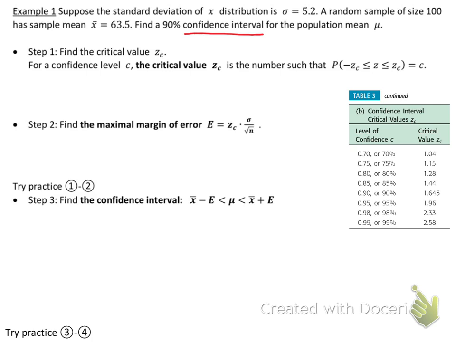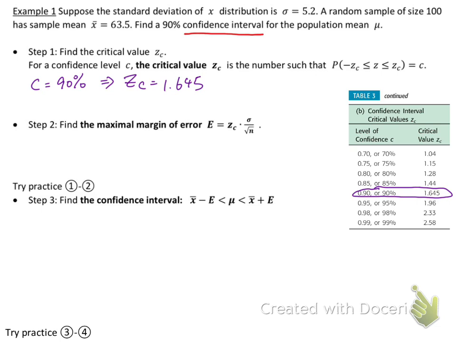Well, it lists the popular ones. So when C, the confidence interval level, is 90%, using this table, 90% is here. So our ZC will be 1.645.